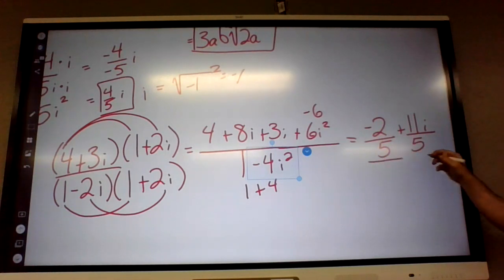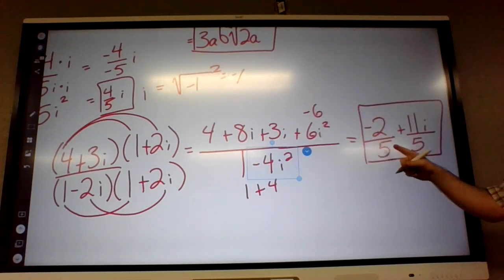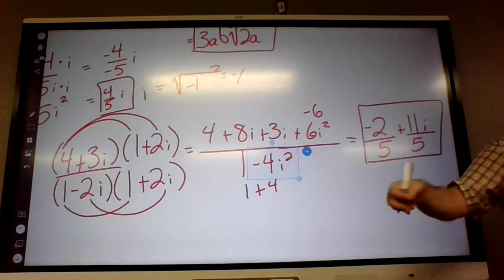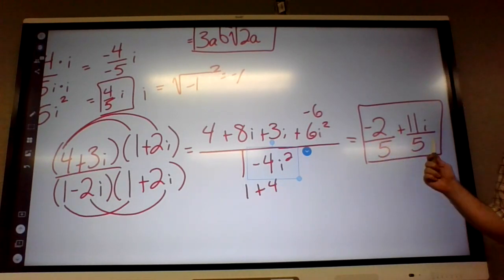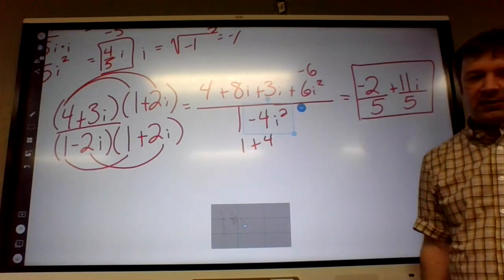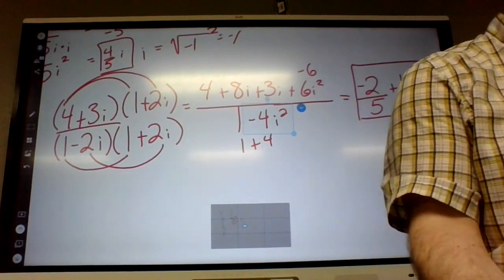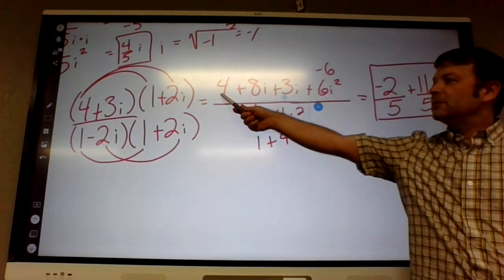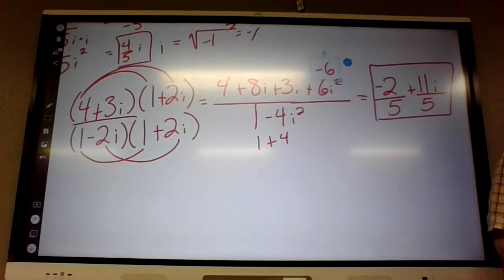Also, we usually split up the i's. So we split up the i part. So the denominator 5 just goes under both of those. 4 minus 6.